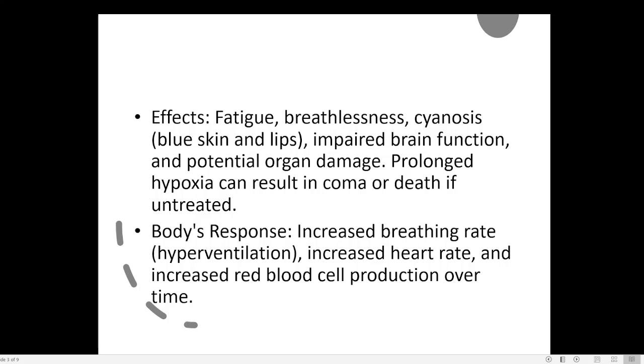Initially it will cause some cyanosis, and gradually it will lead to organ damage as well as brain damage and death. Now, what is the response of the body? How will the body respond to it? Normally our body will increase the breathing rate.